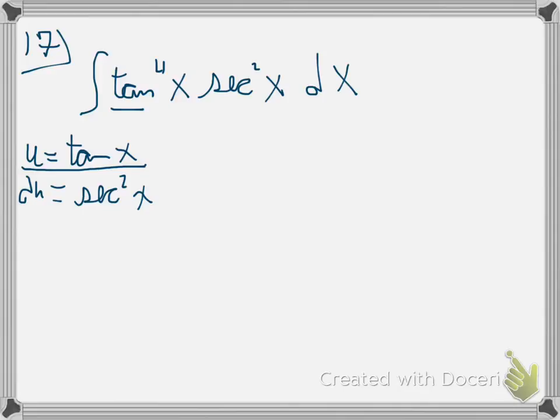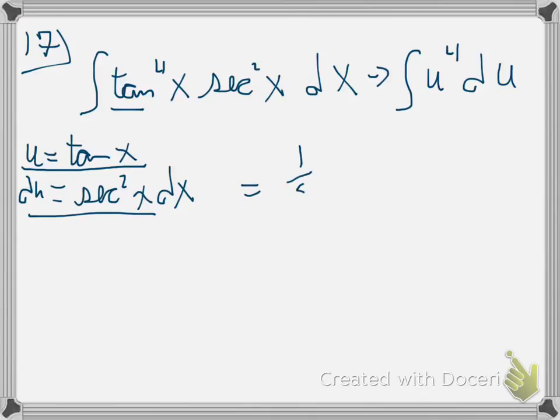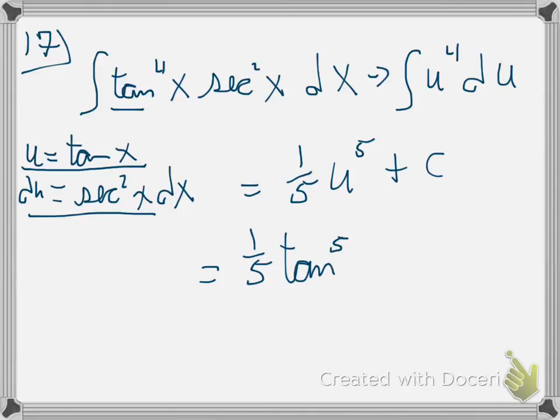u equals tangent of x, du then is secant squared x dx. So then our integral becomes u to the 4th du, or 1/5 u to the 5th plus c, which is 1/5 times the tangent to the 5th power of x plus c.